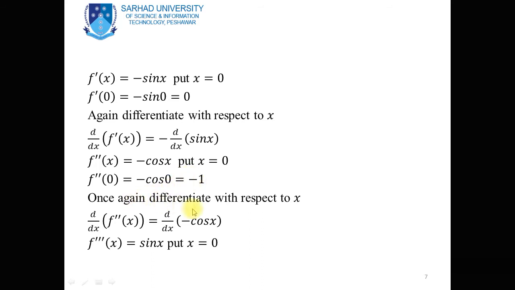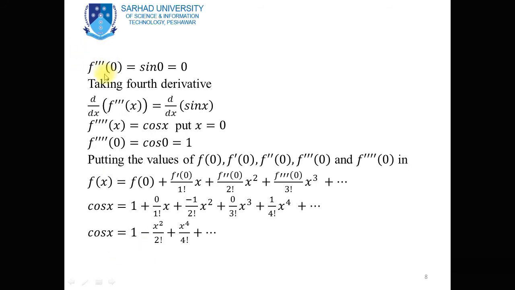Now once again differentiating with respect to x, to find the third order derivative, take the derivative of the second order derivative with respect to x. We will obtain the third order derivative of the function, and the second order derivative is equal to minus cos x. So taking the derivative of minus cos x, we obtain sin x. Actually the derivative of cos is minus sin, so minus minus is plus, so the third order derivative of the function is equal to sin x. Now putting x is equal to 0 in this third order derivative, we obtain sin 0, and sin 0 is actually equal to 0.